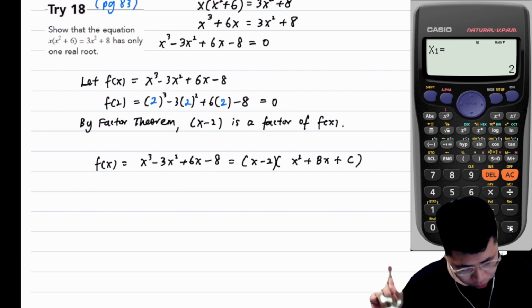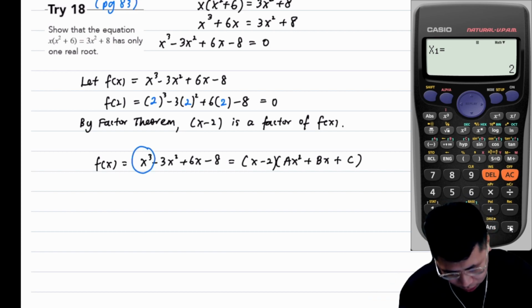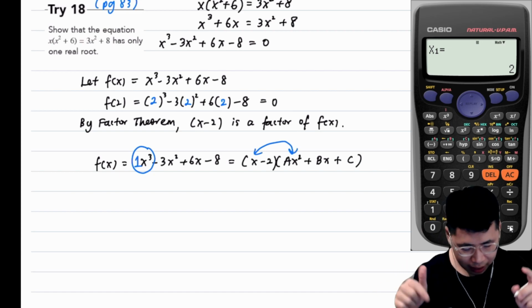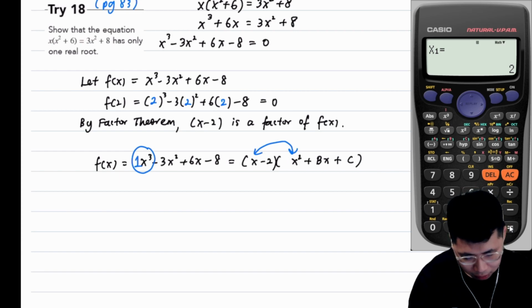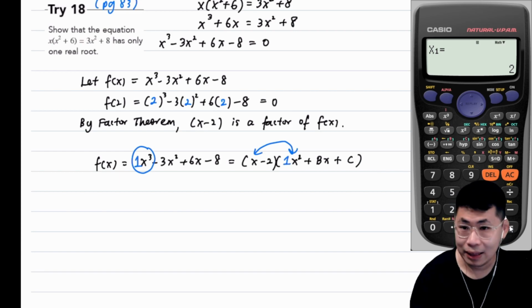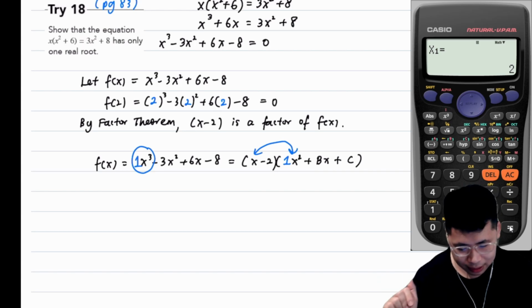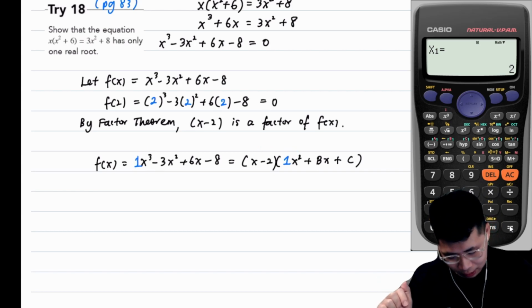So over here, let's take a look at what suitable numbers for our a and c are. The coefficient of x cubed is 1, right? So ax squared times x is going to give us 1. So a suitable number for a is 1. You see this? So first one done.